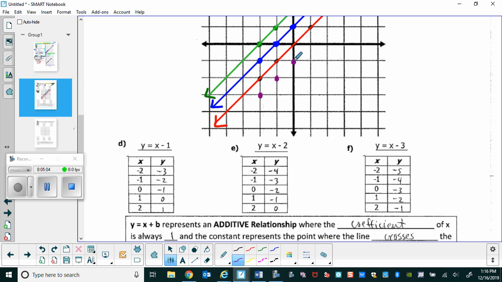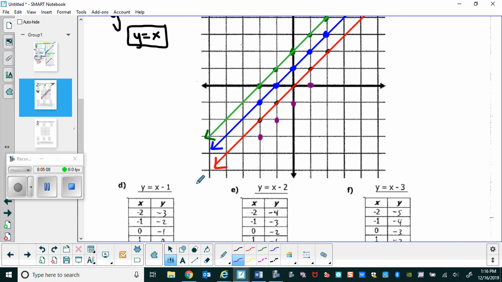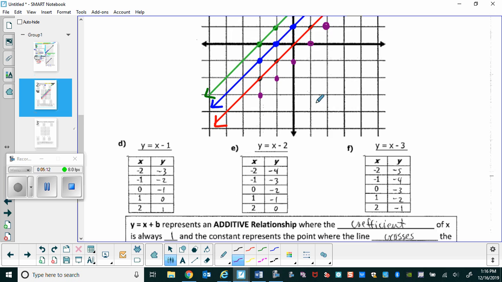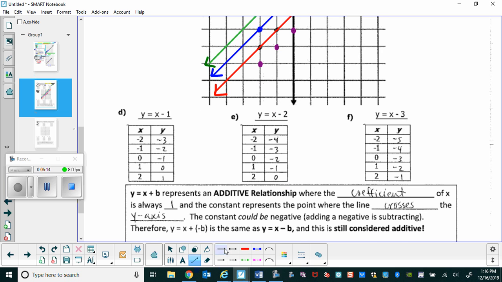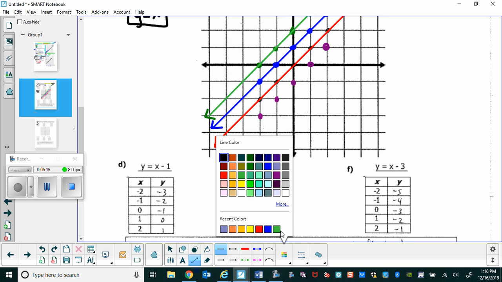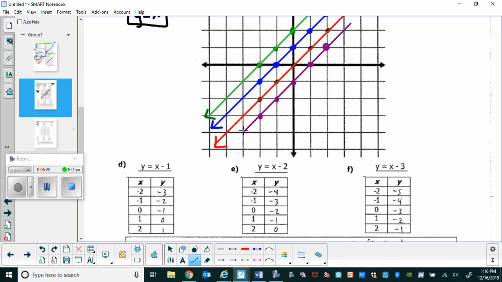Then down 1, over 1, then I don't move up or down any, and then the last point is going to be over 2, up 1. So we can see here, my purple line is the exact same as the red parent graph. The only thing that changed is I moved the whole line simply down a spot.